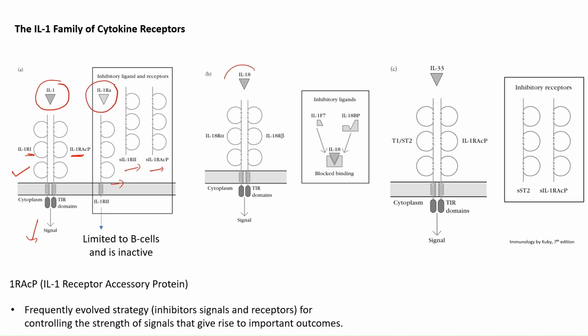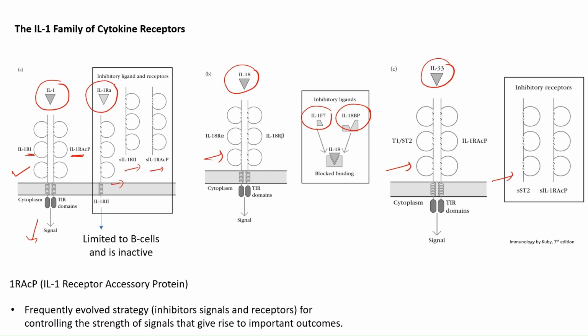Next is interleukin 18. For interleukin 18 also, the receptor is in the dimer form. The inhibitory ligands are these two, interleukin 1F7 and interleukin 18BP. So these are the inhibitory signals for interleukin 18. Next comes interleukin 33. For interleukin 33 also, the receptors are in the dimer form, and the inhibitory receptors are when they are in the monomeric form.